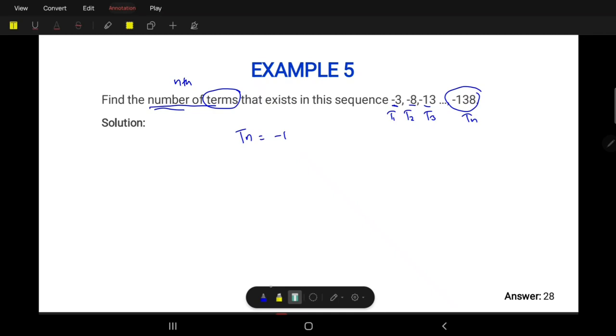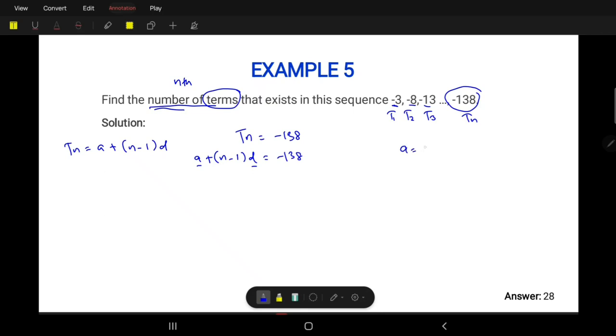Negative 138. So what is the formula for T? Tn apa dia? Tn is equal to a plus (n minus 1)d, right? So masukkan dalam formula dia, masukkan dalam Tn dia: a plus (n minus 1)d is equal to negative 138. So what is a? What is d? So we need to find.